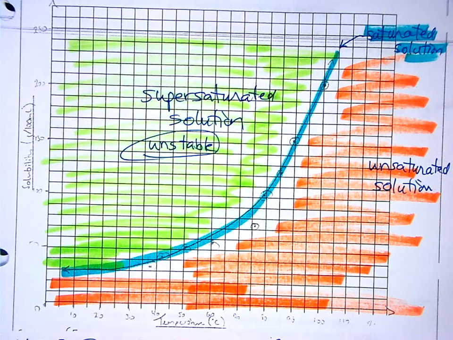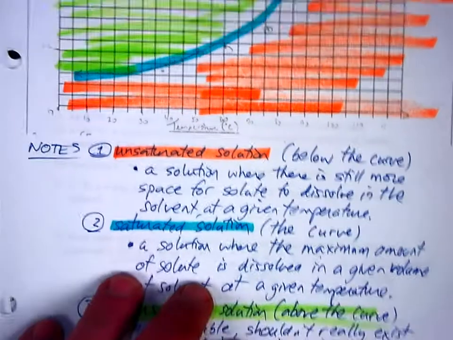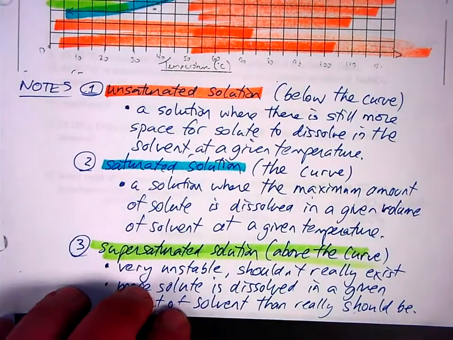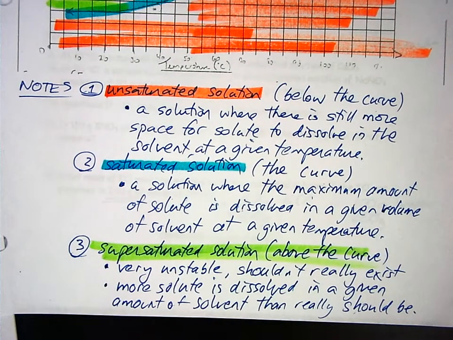Okay, so as a note, we can look at our note here. Basically we have three regions, and I've color coded it.